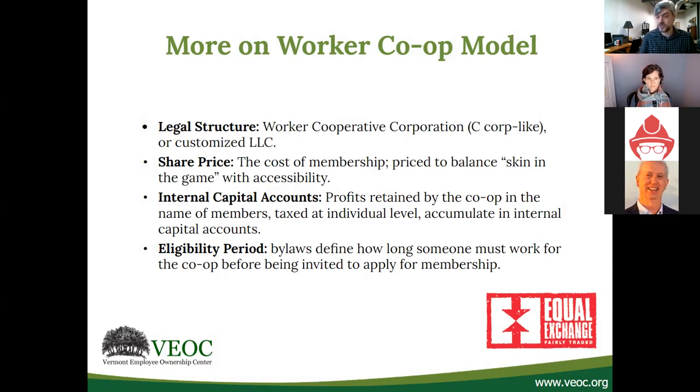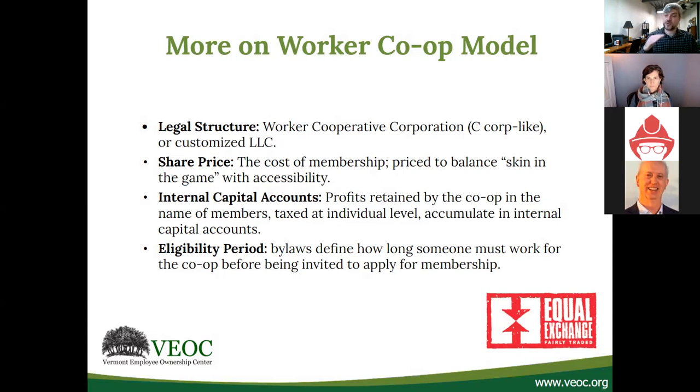And companies that do have higher share prices will oftentimes have the option for folks to buy in gradually, like to put a down payment down and then pay in over time or something like that. When profit is distributed to members, usually part is paid out in cash, and then the company can retain some as working capital within the company.